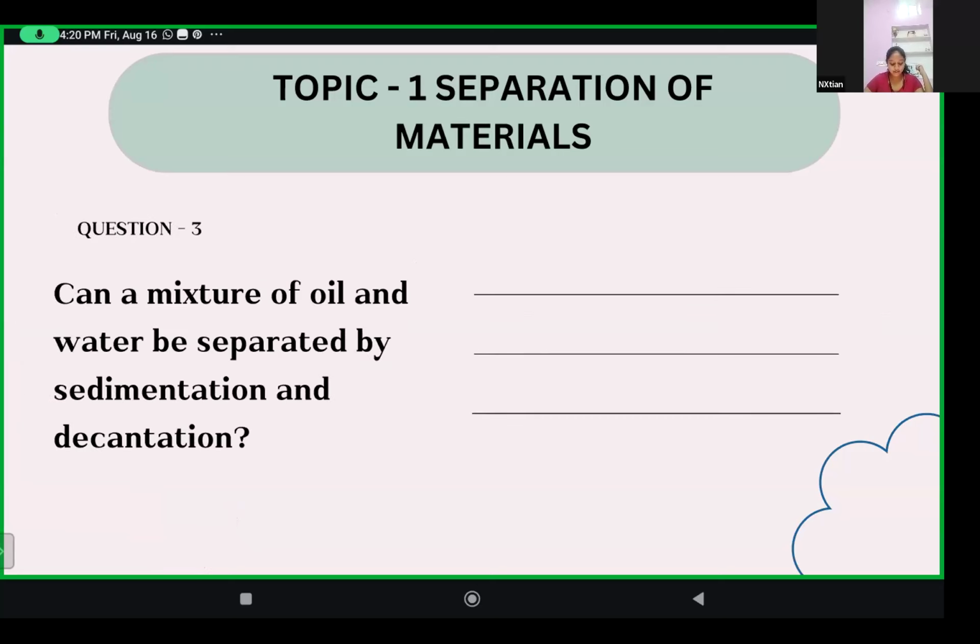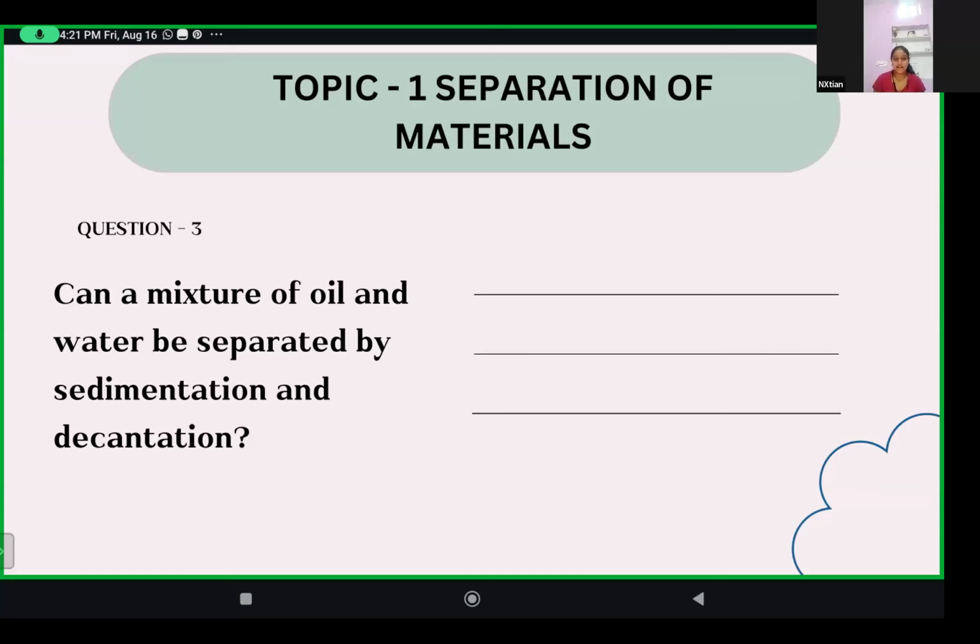Next question for you. Can a mixture of oil and water be separated by sedimentation and decantation? No, a mixture of oil and water can only be separated by decantation and not by sedimentation, because sedimentation includes the water having to settle at the riverbed. The oil has to settle at the riverbed. Okay, all right. So, well done, Abraham.